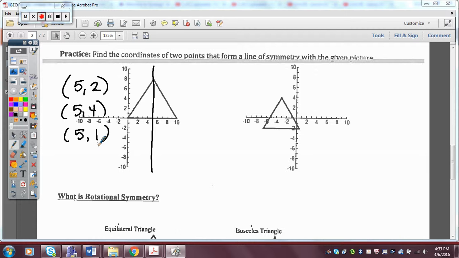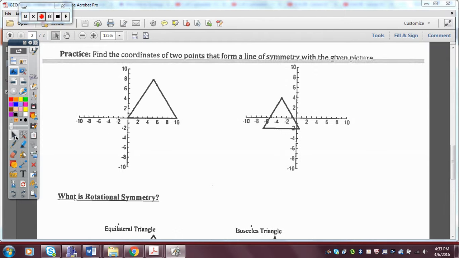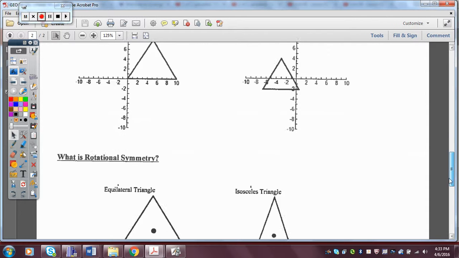Alright, this example, if I draw my line of symmetry, alright, it's at x equals -3. So 2 ordered pairs, (-3, 2), (-3, -1). Are these the only answers, ordered pairs that are on this line of symmetry? No, there's many more. Those are the 2 that I saw first. Okay. So now let's talk about rotational symmetry.